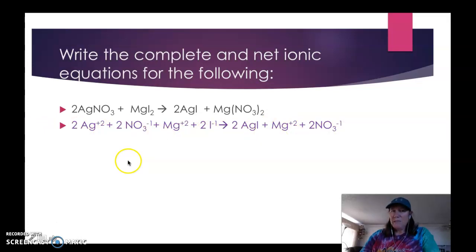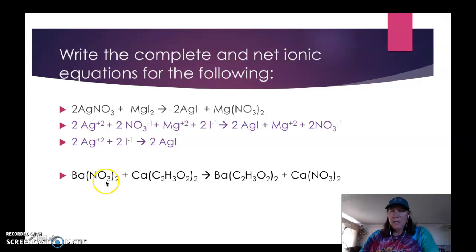Now I'm going to cross off my spectators, so I'm going to cross off my nitrate and my magnesium. So I'm going to end up with silver, and again, that's a +1, I'll fix that, plus iodide yields 2 silver iodide. Okay, so again, this is the molecular, this is the complete ionic, and this is the net ionic. And you have to make sure you have a reaction happening.